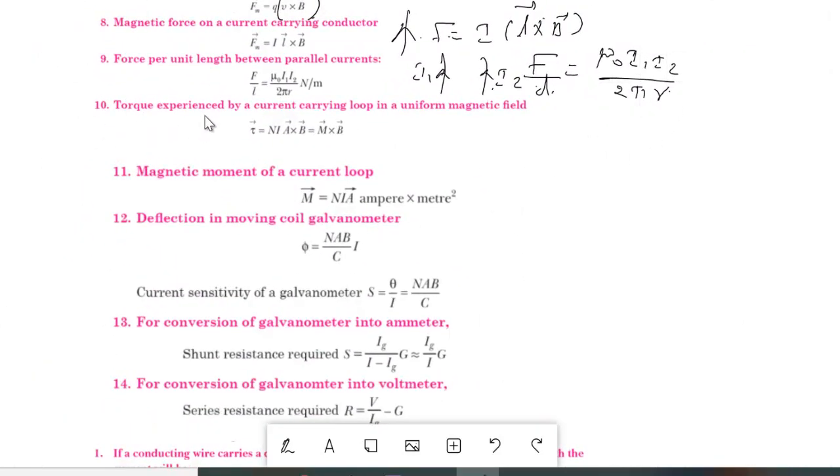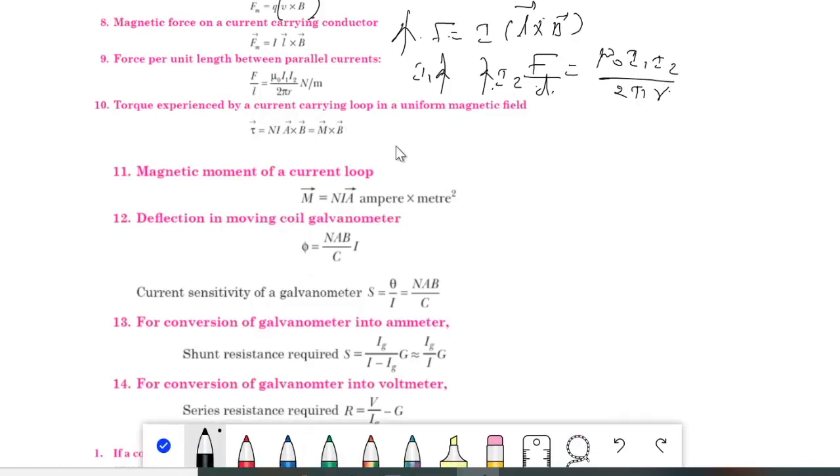Next is the torque experienced by a current carrying loop in a uniform magnetic field. Torque is given as tau equals N I A cross B. What is N I A? We can write it as the magnetic dipole moment, so tau equals M cross B, where M equals N I A. Next is the magnetic moment of a current loop, M equals N I A, as I told you here.